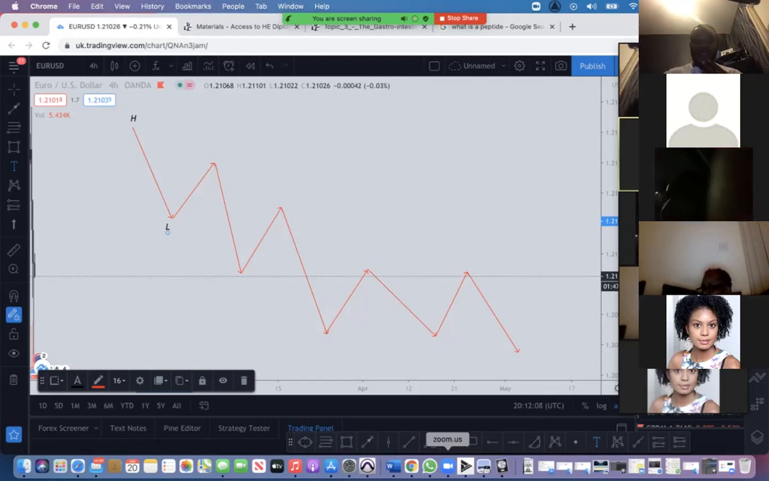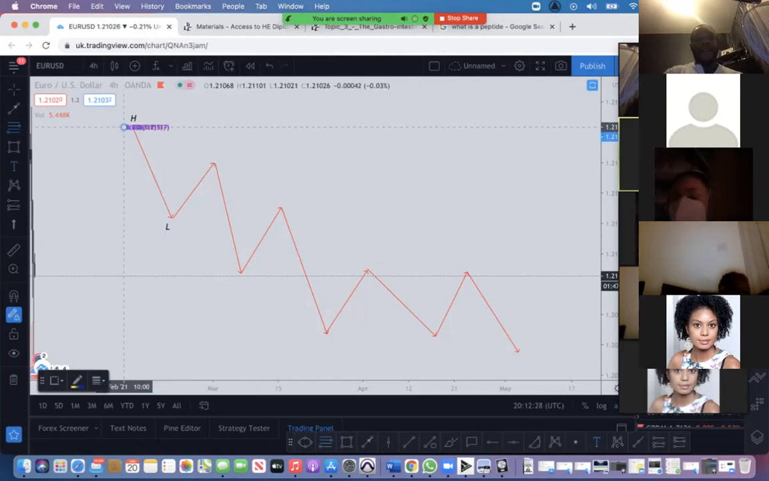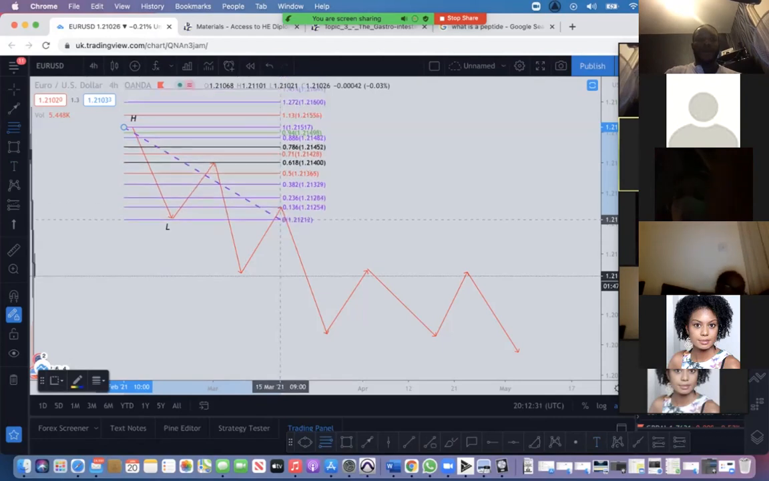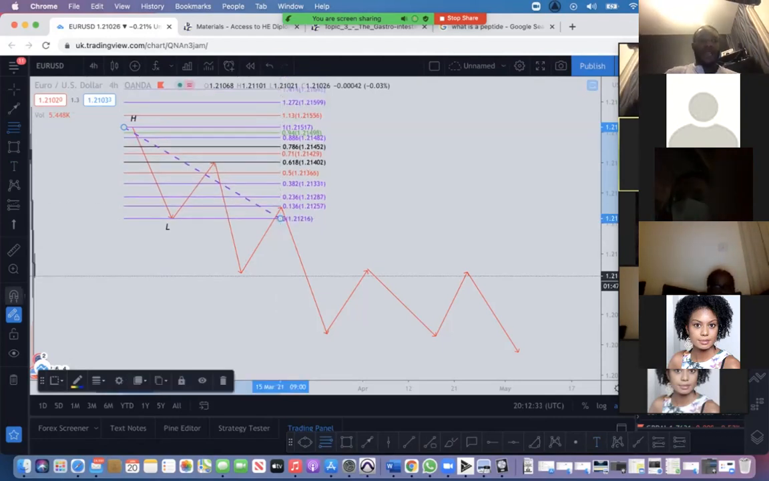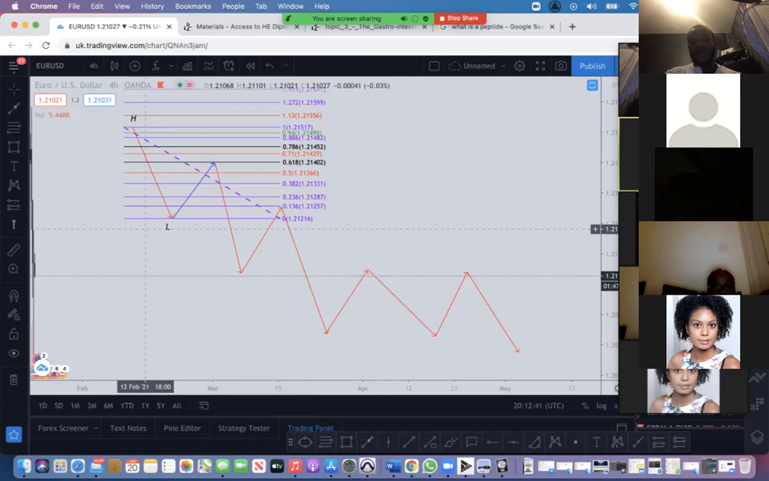That is one characteristic of a correction. And the second characteristic is that a correction is always less than 50% Fibonacci level. What do I mean by less than 50% Fibonacci level? After you have identified the high and the low, now you're going to pull your fib, right? And run from the high to the low. In this case, this is the leg that we're talking about. I'm going to change the color into blue. This is the leg that we're talking about.